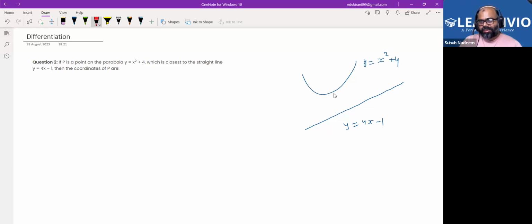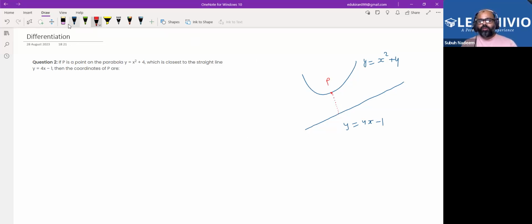So as you can see from this figure, we have drawn a random figure. So maybe this point would be somewhere here, which is closest to this line. Now we have to find this coordinate of P. So how do we approach this question?